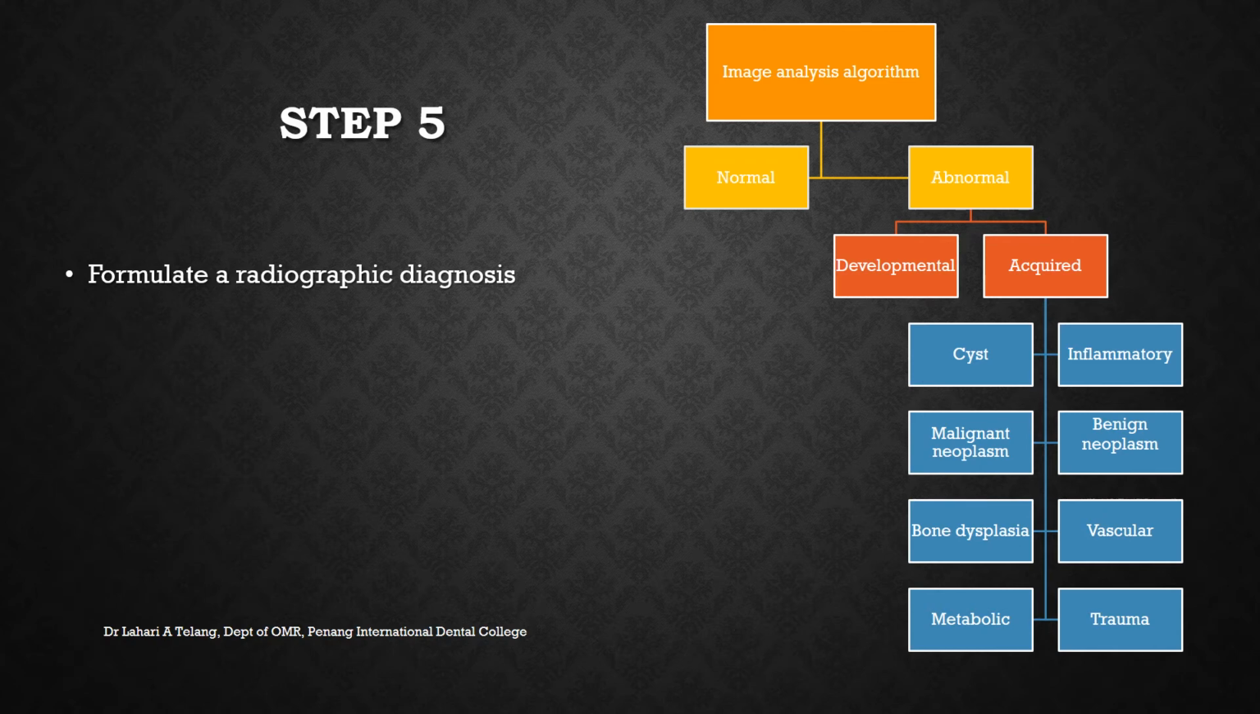Coming to step 5 of the analysis or radiographic interpretation is formulation of a diagnosis. So, this is the final step. When you are formulating a radiographic diagnosis, it's important to keep the image analysis algorithm in mind. Firstly, analyze whether the lesion that you're looking at is normal or abnormal. If abnormal, then is it a developmental disorder or is it acquired? If it is acquired, then it would fall under the category of either a cyst, inflammatory lesion, malignant neoplasm, benign neoplasm, bone dysplasia, vascular lesion, metabolic lesion, or lesion due to trauma.